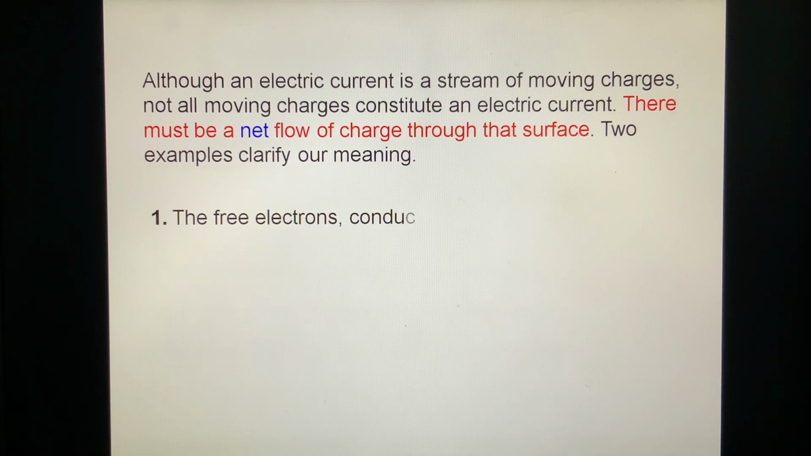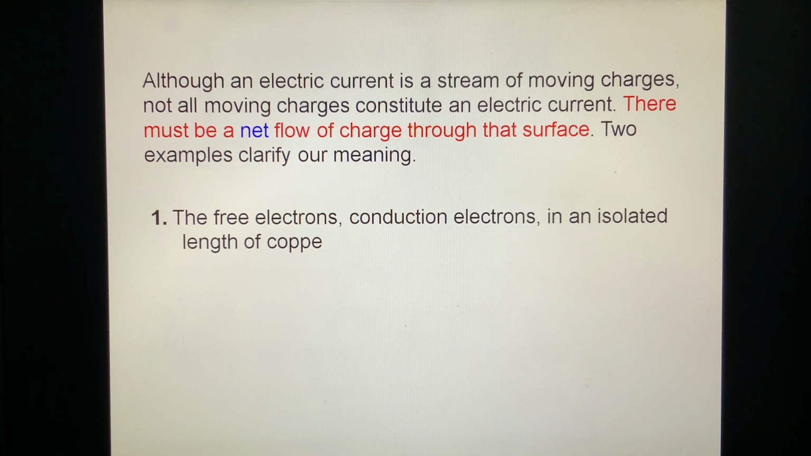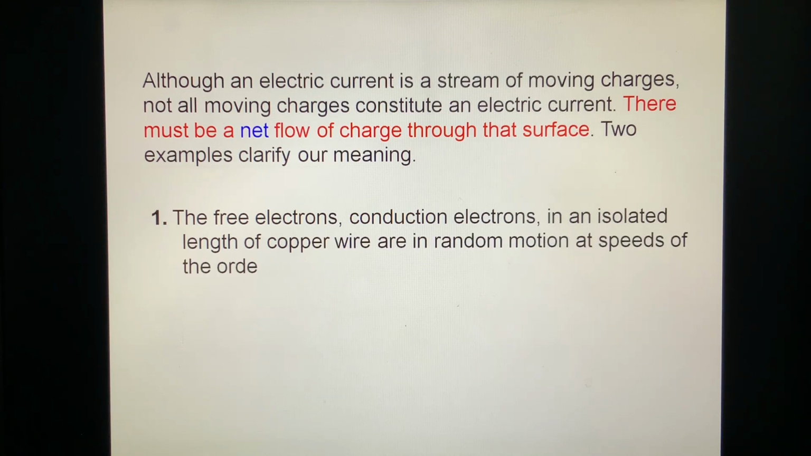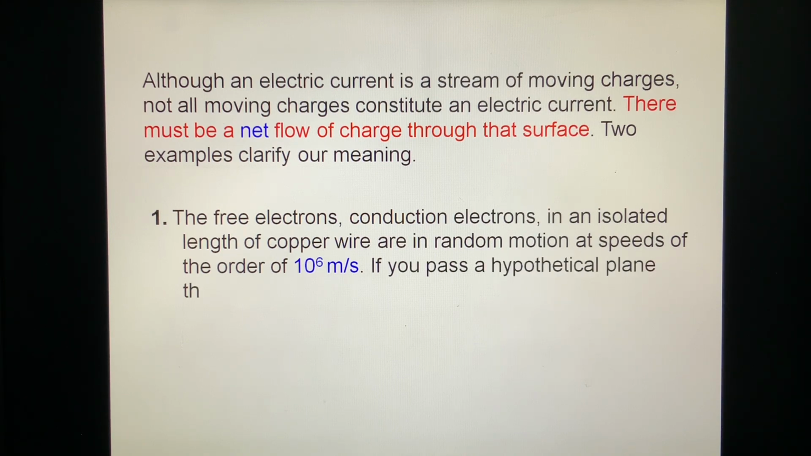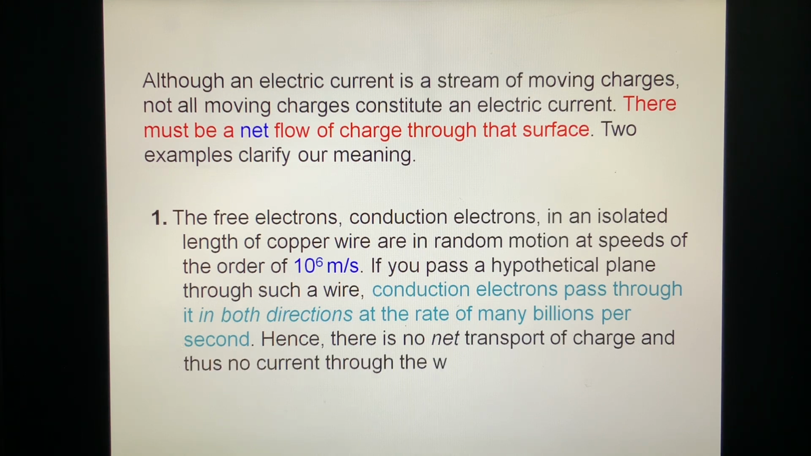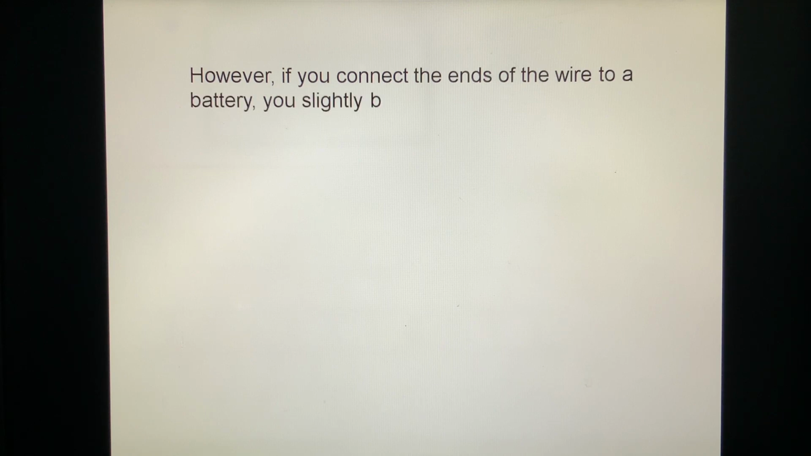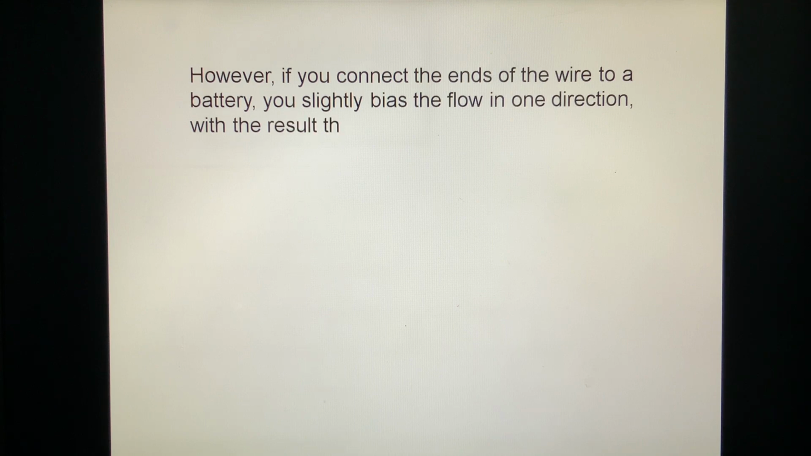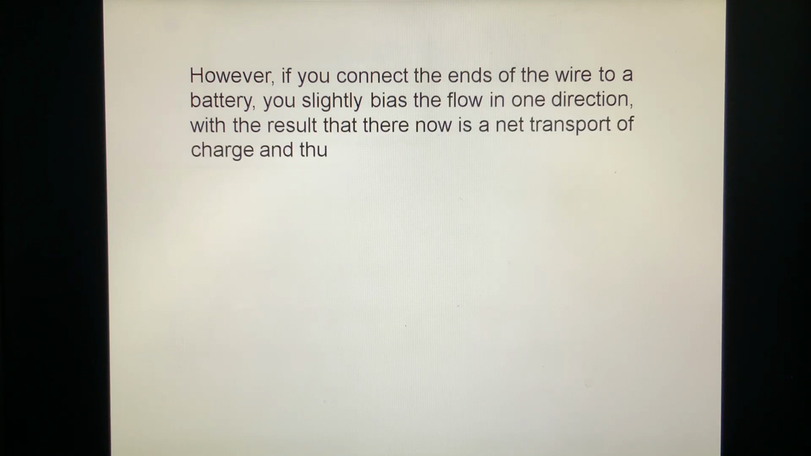1. The free electrons, conduction electrons, in an isolated length of copper wire are in random motion at speeds of the order of 10^6 meters per second. If you pass a hypothetical plane through such a wire, conduction electrons pass through it in both directions at the rate of many billions per second. Hence, there's no net transport of charge, and there's no current through the wire. However, if you connect the ends of the wire to a battery, you slightly bias the flow in one direction, with the result that there now is a net transport of charge and thus an electric current through the wire.